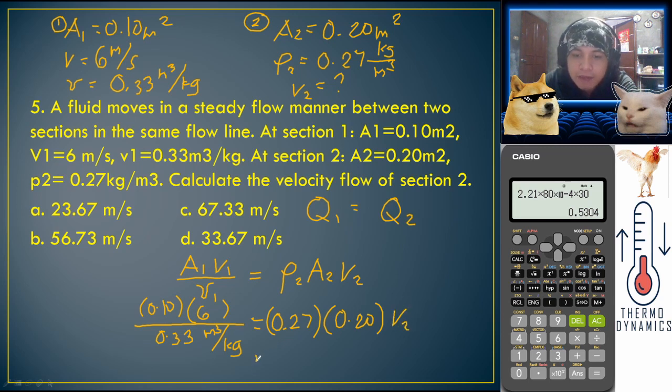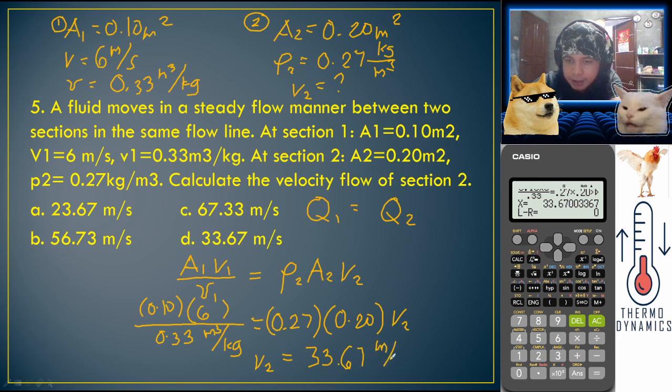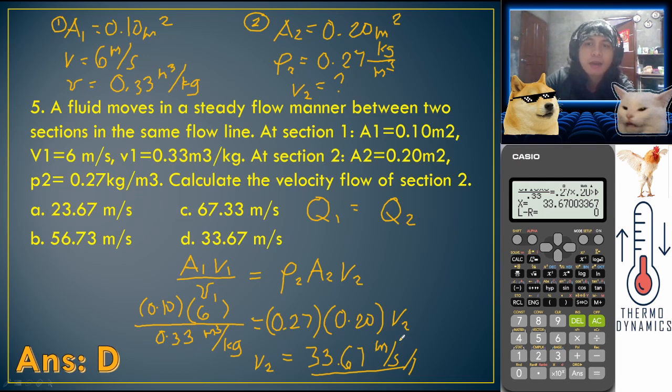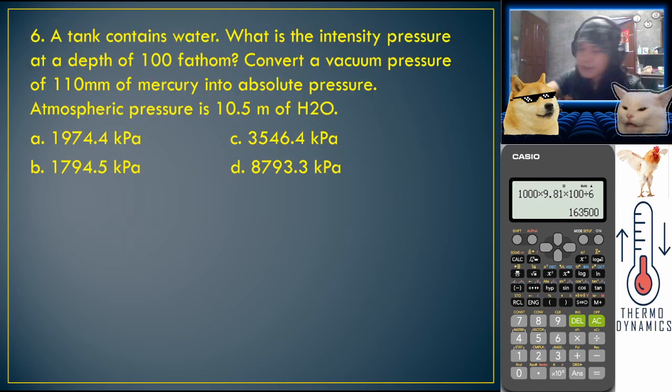The unknown. Definitely pag pinindot natin sa calculator, sige nga. So we have 0.10 times 6 all over 0.33 equals 0.27 times 0.20 times X. Easy lang tayo. Equals 33.67. Meron ba tayong sagot dyan? Of course, letter D. Easy. Okay tayo dyan? Okay, number 6 na tayo, guys.